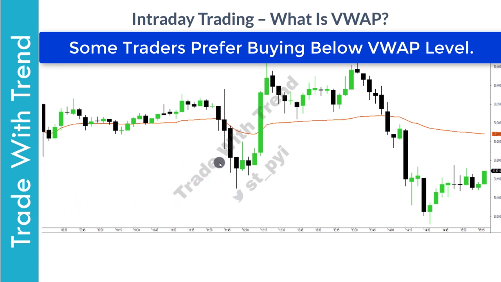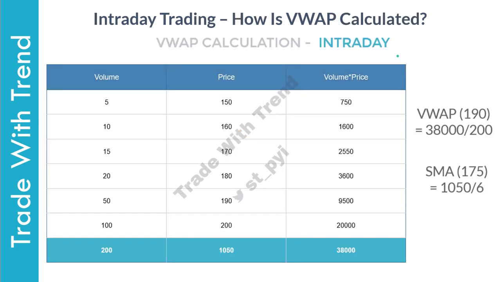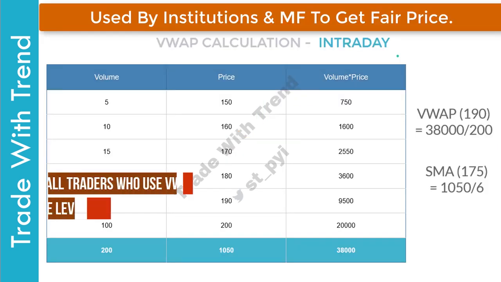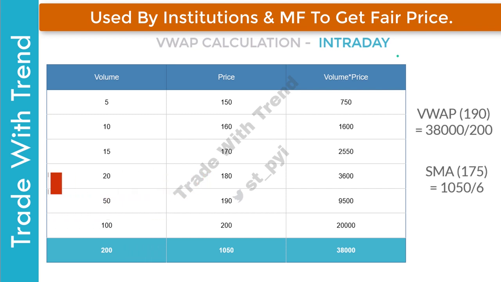You have to remember that unlike moving averages, level of VWAP does not change based on time frame. This is simply because of how VWAP is calculated. Let us take a look into this. VWAP indicator is used by institutions and mutual funds to get a fair price when they enter and exit in a stock. This is the main reason why VWAP works very well in stock market.